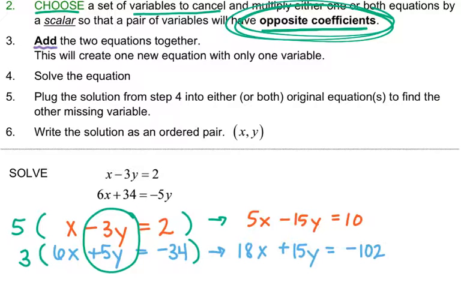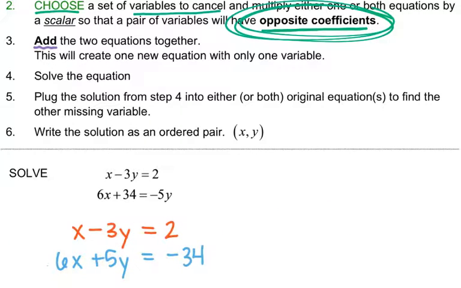So you should see here we have opposite coefficients. So when I add these together, those y's are going to cancel. That is not how I'm going to choose to do this problem, though. I'm going to do it the first way I talked about. So going back and again, thinking about our choice, my path of least resistance is multiplying only one equation. And I'm going to choose to multiply this top equation by negative 6 because then my x's will have opposite coefficients.